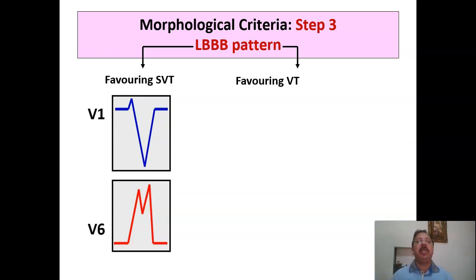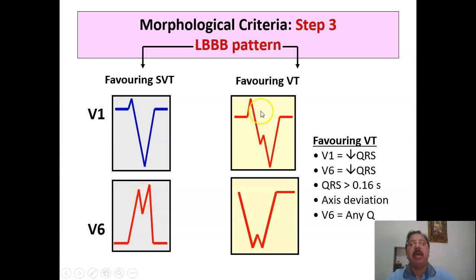If the morphology is left bundle branch block pattern, look at V1 and V2. If the normal pattern persists, this wide complex tachycardia is most likely a supraventricular tachycardia. The normal pattern is a negative wide QRS complex in V1 and positive wide QRS complexes in V6 with a notch. But if you get wide QRS complexes in V1 and also negative wide QRS complexes in V6, maybe with some Q wave, this is more in favor of ventricular tachycardia.